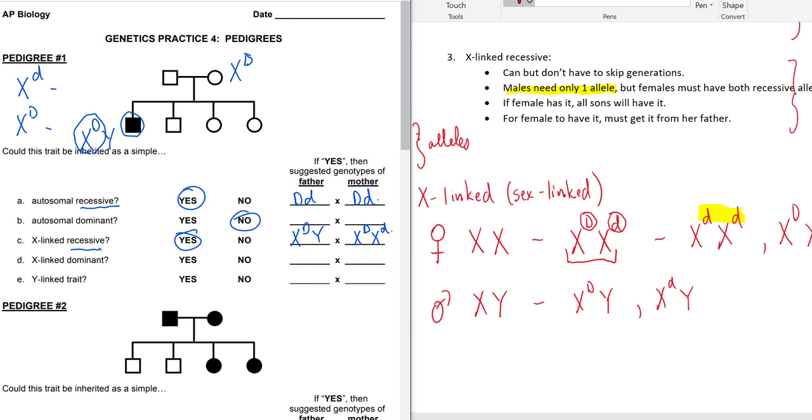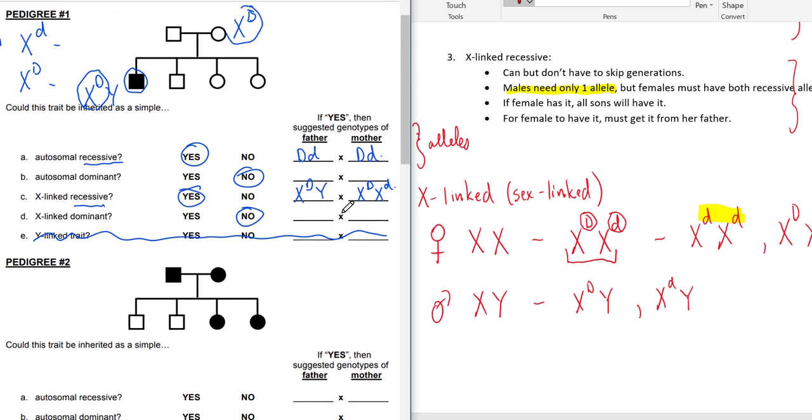Now, the issue with a dominant disorder or a dominant trait is all you need is one dominant allele and you would have the disorder. So if it was X-linked dominant, the mom would have to be shaded in, and she's not shaded in, so therefore it can't be X-linked dominant. No. I won't ask you about Y-linked traits, right? We talked about that the other day in class, so you don't have to worry about that one.